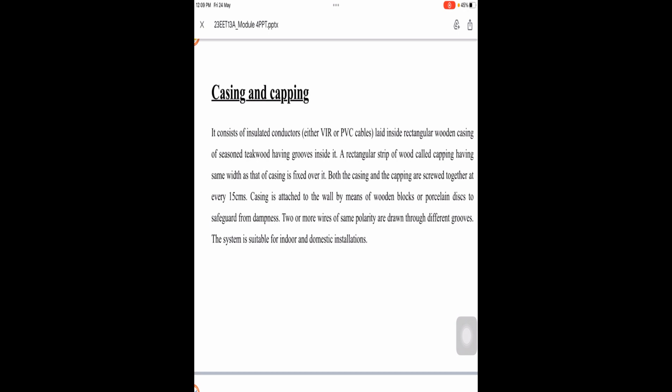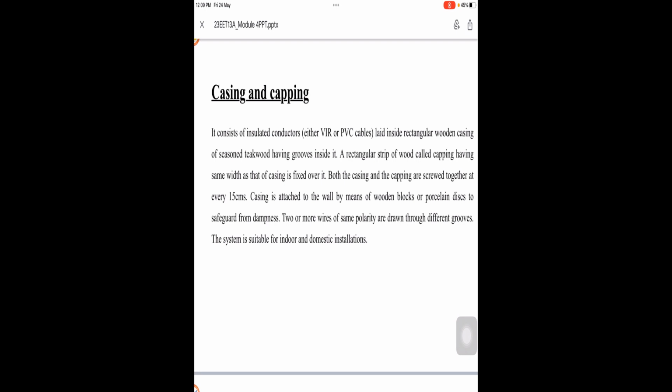Both the casing and capping are screwed together at every 15 centimeters. The casing is attached to the wall by means of wooden blocks or porcelain discs, generally to safeguard them from dampness. Here two or more wires of the same polarity are drawn through different grooves, and the system is very much suitable for indoor and domestic installations.